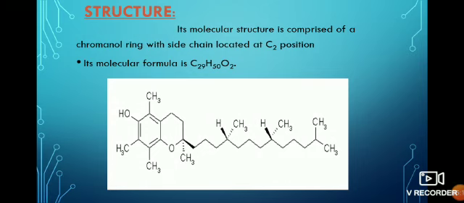Here is the structure. Its molecular structure is comprised of a chromanol ring with a side chain located at carbon 2 position. Its molecular formula is carbon 29, hydrogen 50, O2, C29H50O2. Here is a picture of the structure.